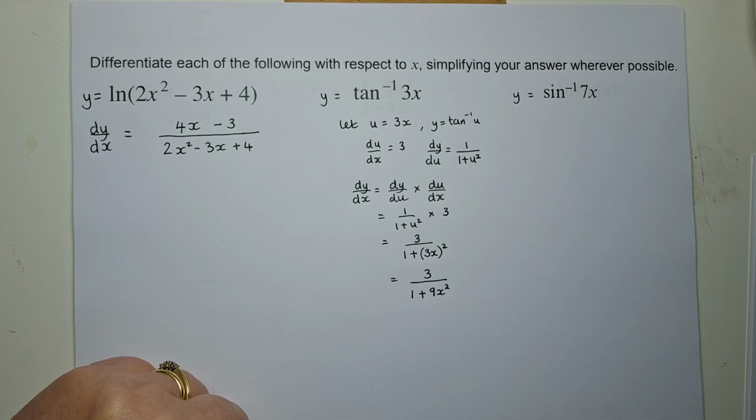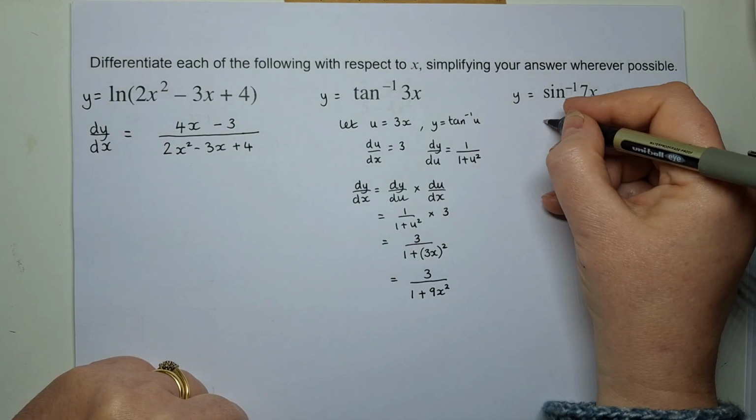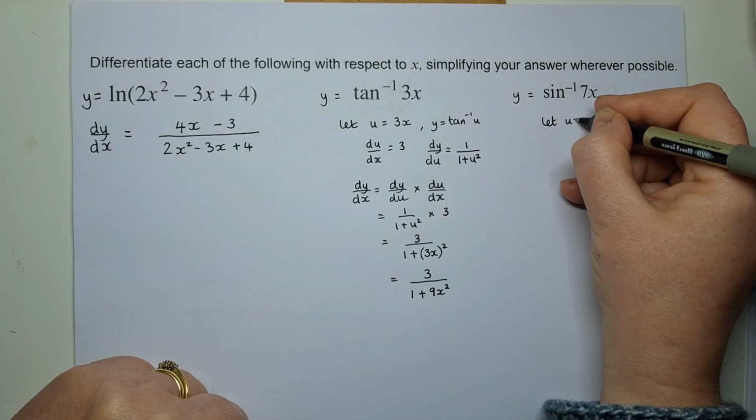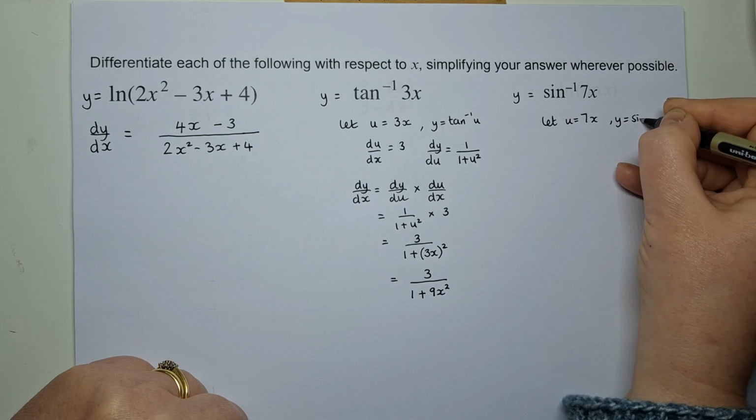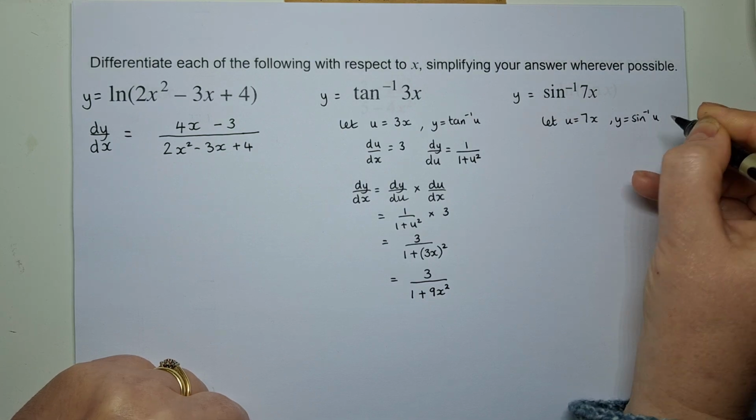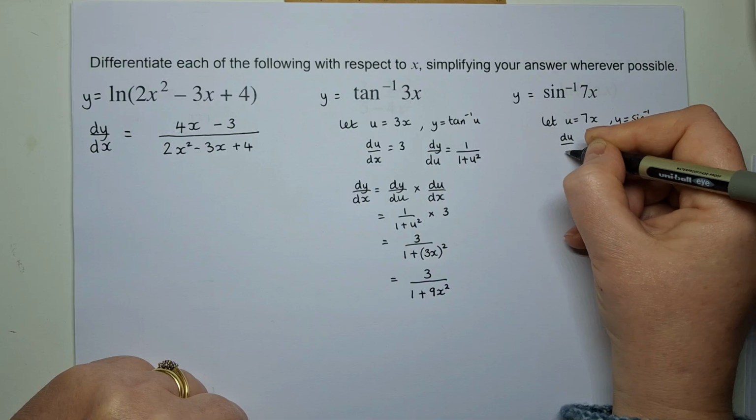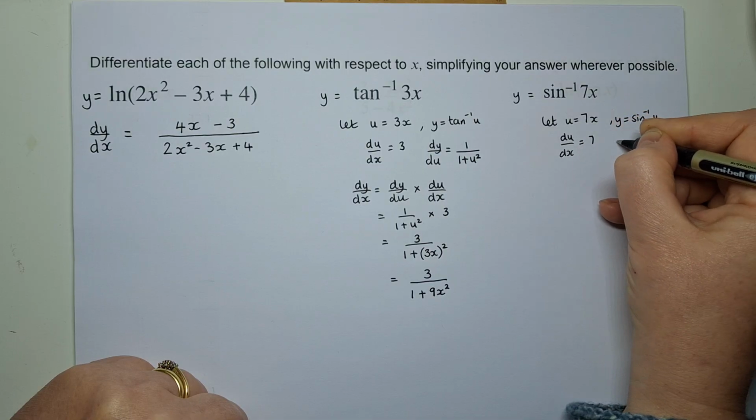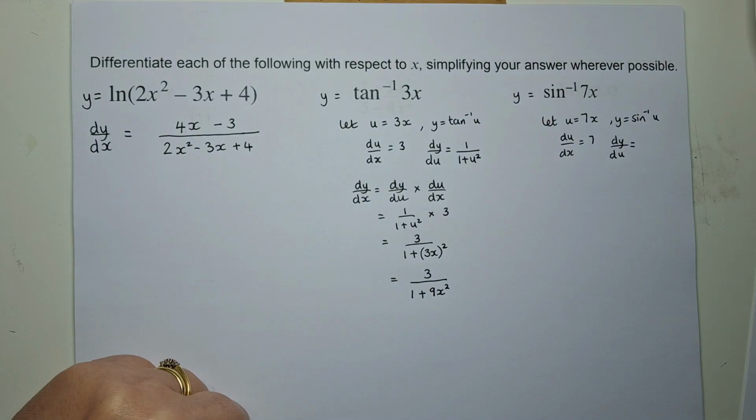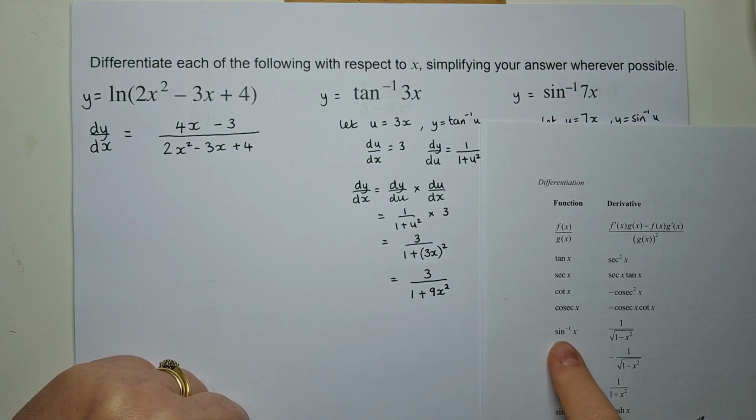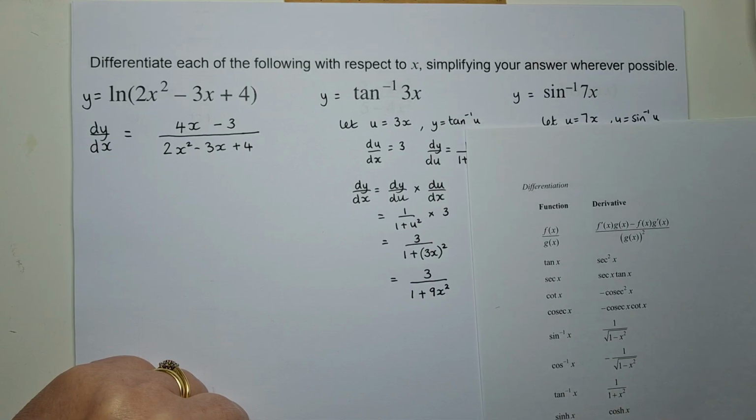And we can do the same process with the other one, the inverse sine. So if we let u equal 7x and y be inverse sine u, then we have du by dx is 7, and then copying from the formula book the differential of inverse sine, we're going to put a u in place. So 1 over square root of 1 minus u squared.